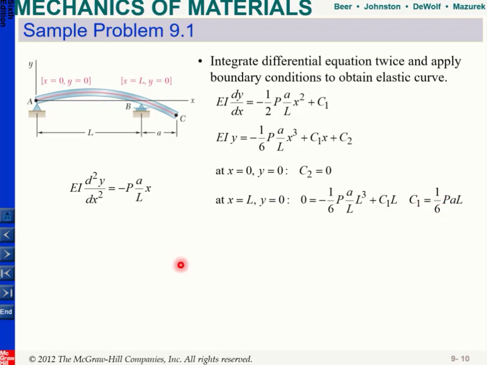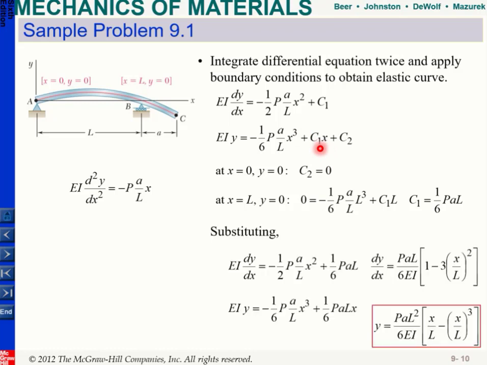And after you get your C1, all you need to do is just plug it back. And from there, I can get my equations for both EI dy over dx and EI y. And from there, you can get what y is given by this equation. Which means that between 0 and L, at any point, I can determine my deflection. So when you put x is equal to 0, for example, you will get 0. When you put x is equal to L, again, you should get 0.